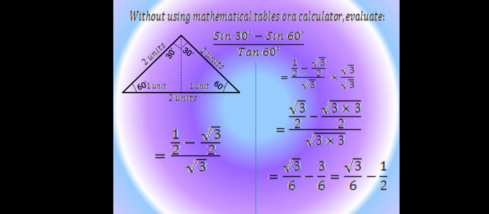Now having that triangle, using the values, sine 30 is the opposite side over the hypotenuse. Sine 30 will be a half. Sine 60 is the opposite side over the hypotenuse. It will be the square root of 3 all over 2, and tan 60 will be the square root of 3. Simplifying the equation, we have the square root of 3 all over 6 minus a half.